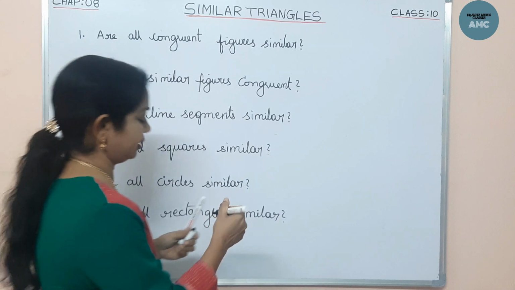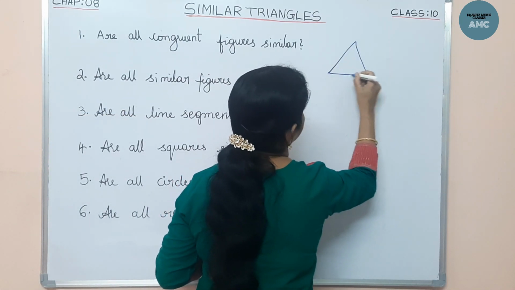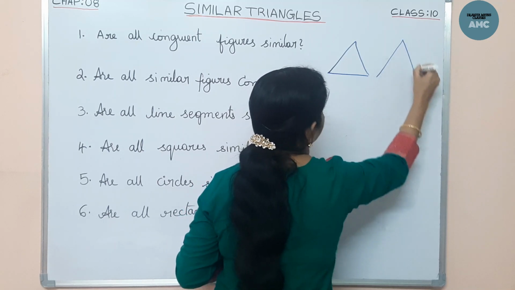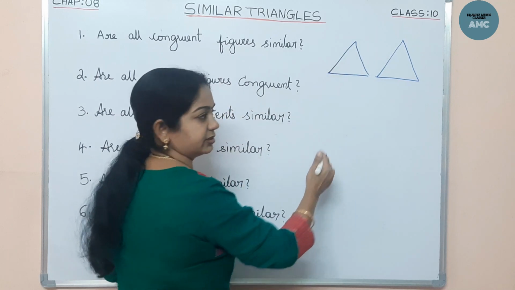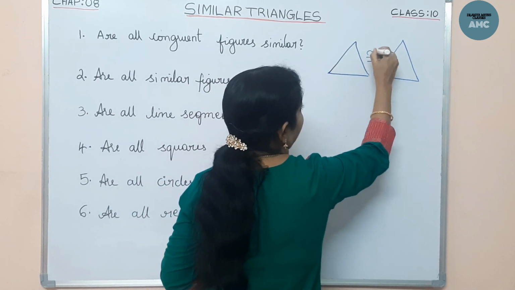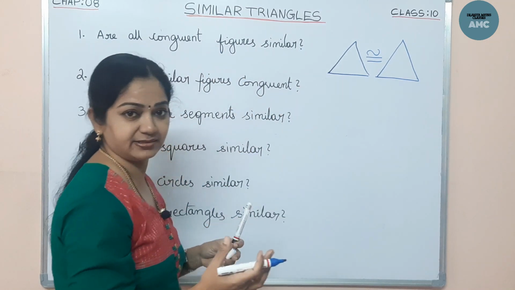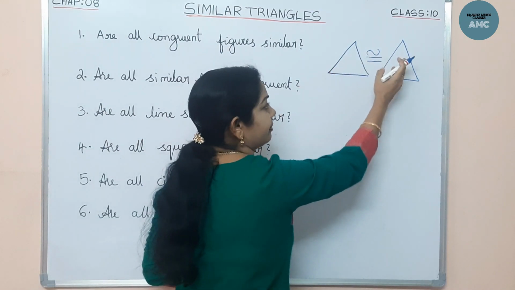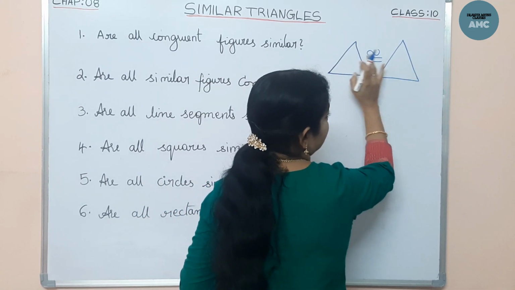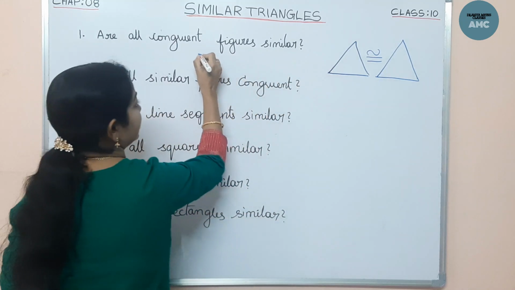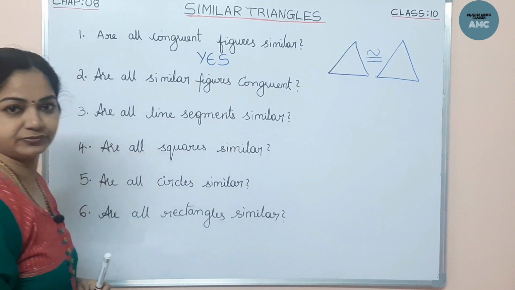Let me take two congruent figures. Let me take the triangles only. So, ABC and PQR. Both of them are congruent. But are all the congruent figures similar? Yes, because similarity means same shape, and here the size is also the same and the shape is also the same. So, surely all the congruent figures are similar, right?